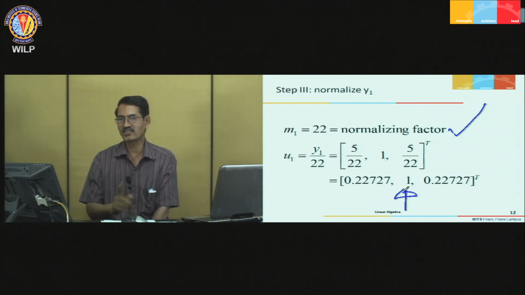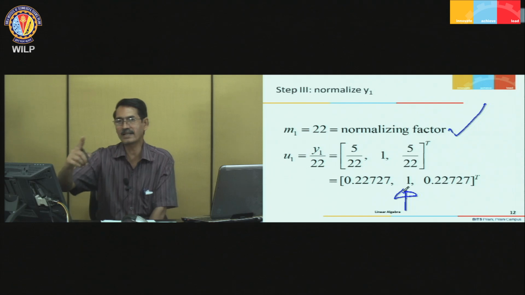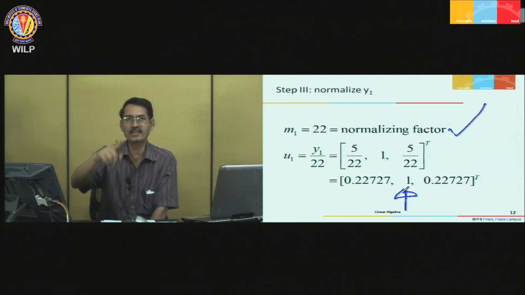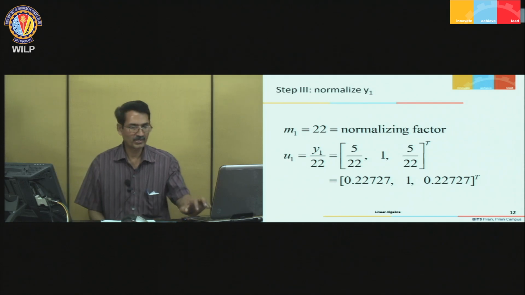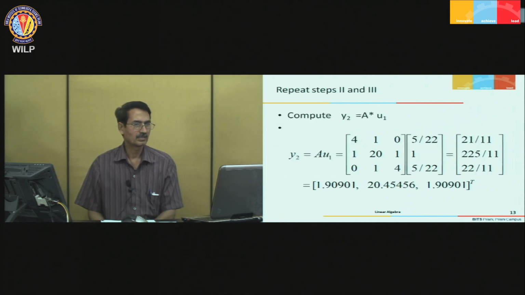Then, what is the next step? Repeat these two steps. Then calculate A into U1. A is the same matrix for which we are interested to know the dominant eigenvalue. So, the next step is again to repeat steps 2 and 3.